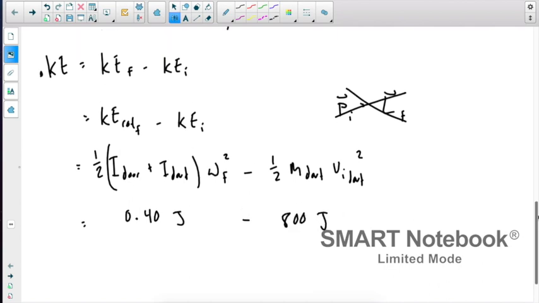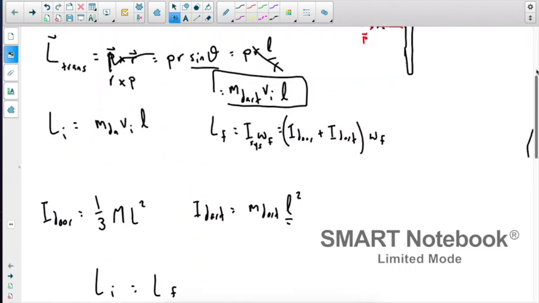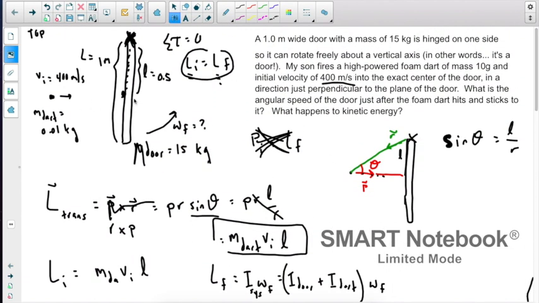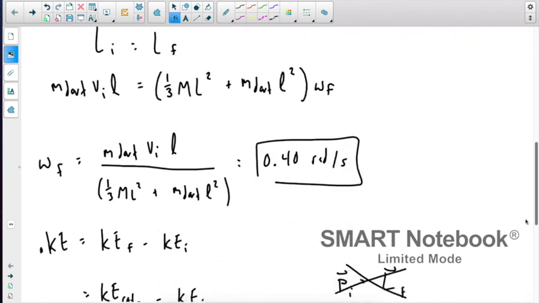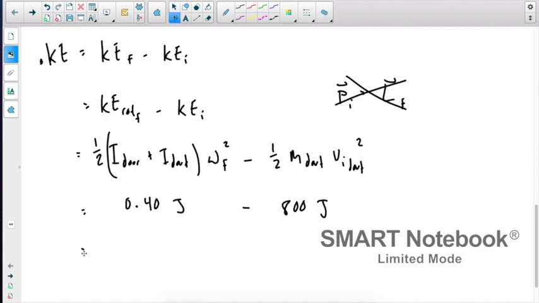This is like a violent, I mean, it makes sense. This dart was flying, right? It was going very quickly, and all of a sudden it gets stopped by this door. We're going to lose a lot of energy in this collision to heat and sound, frictional interactions, things like that. So what is that going to be? Yeah, we've lost the majority of our energy, haven't we? We've lost almost all of it.